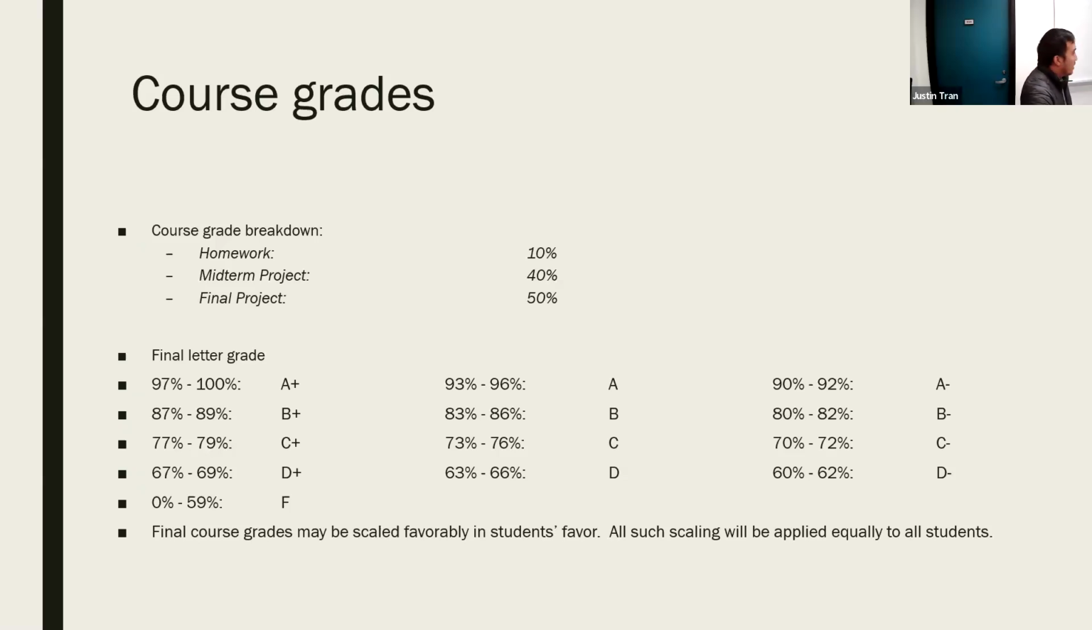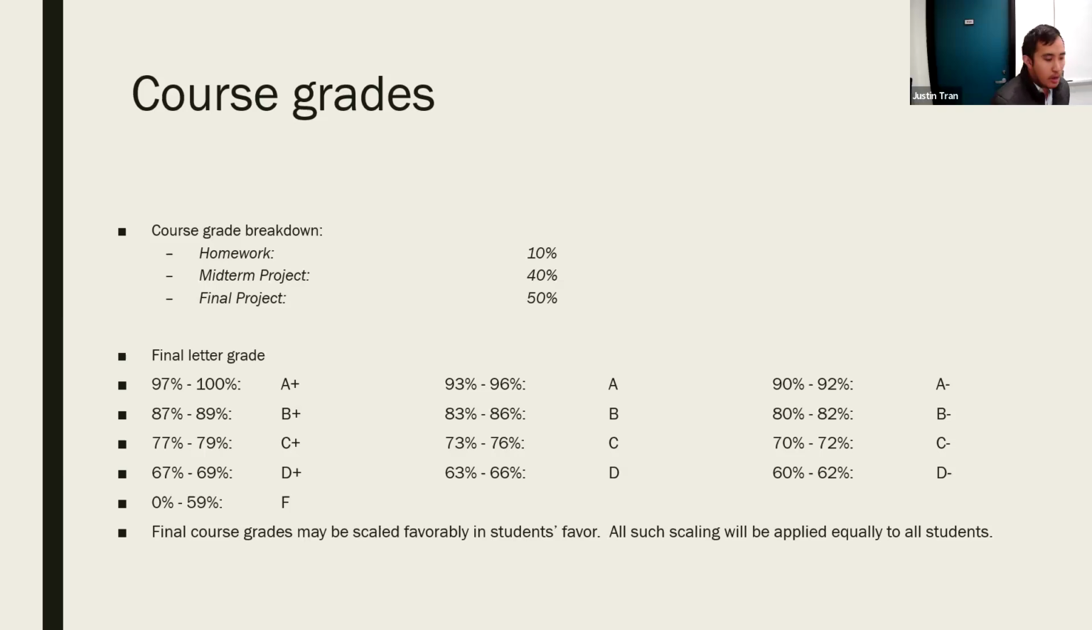All right, and then based on how you do on the homeworks and the projects, the final grades will be assigned. Your final letter grade will be assigned based on that breakdown there. So I think that's fairly standard. 90% and above is A, 80% and above is B, 70% and so on and so forth.